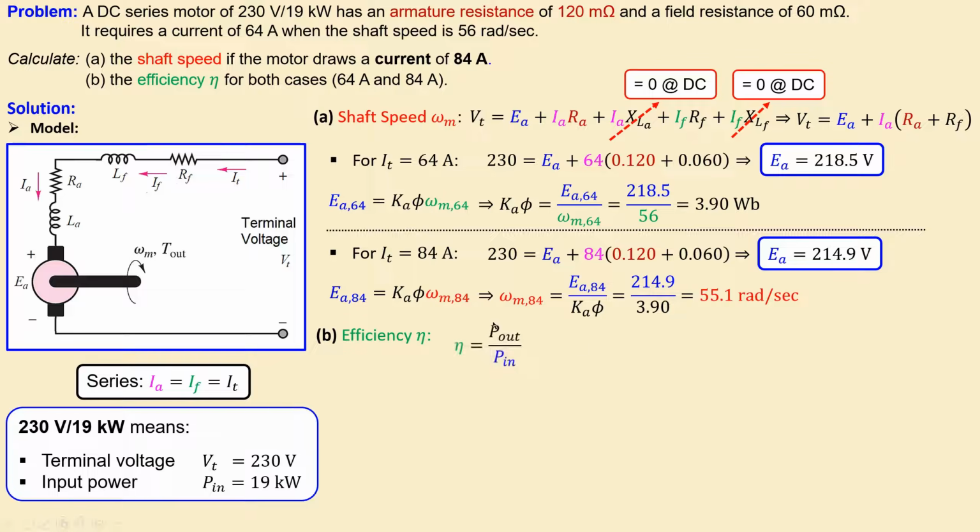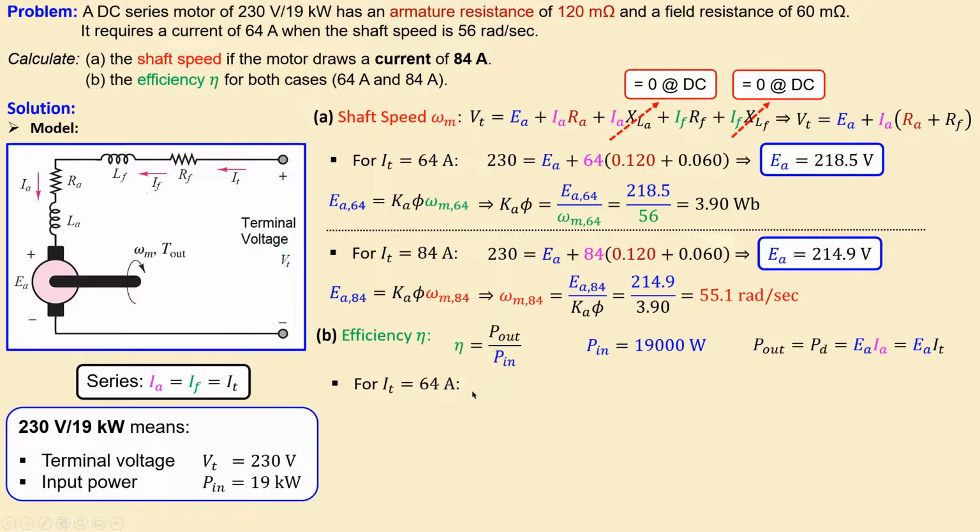Okay, the second one is the efficiency. Efficiency is defined by the output power divided by the input power, so the ratio of that. And we know that the input power from the specification is 19 kilowatts or 19,000 watts. We know that the output power is equal to the developed power here. That is the product of the back EMF and the armature current, or the back EMF and the terminal current, whichever you prefer, because it's a series connection.